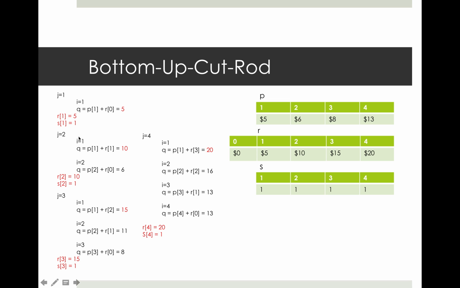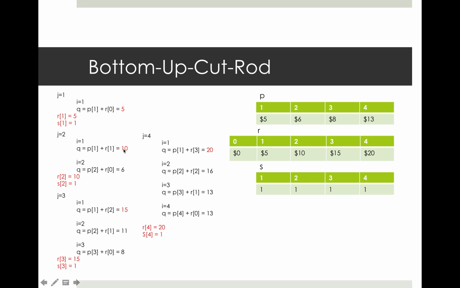Then we move on to J equals 2. When I is equal to 1, our price is going to be 10. And then when I equals 2, our price is going to be 6. That's how much we could make. The max is 10. That's the one we keep. So we set R of 2 to 10. And then again, our index where we found the maximum amount was 1.